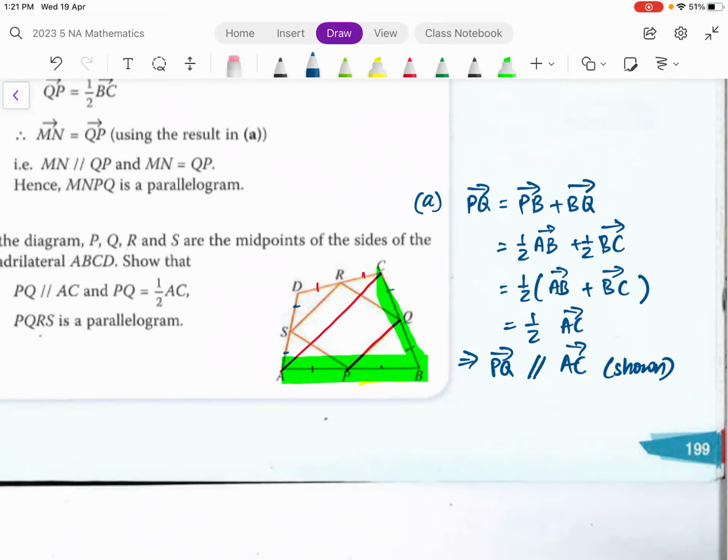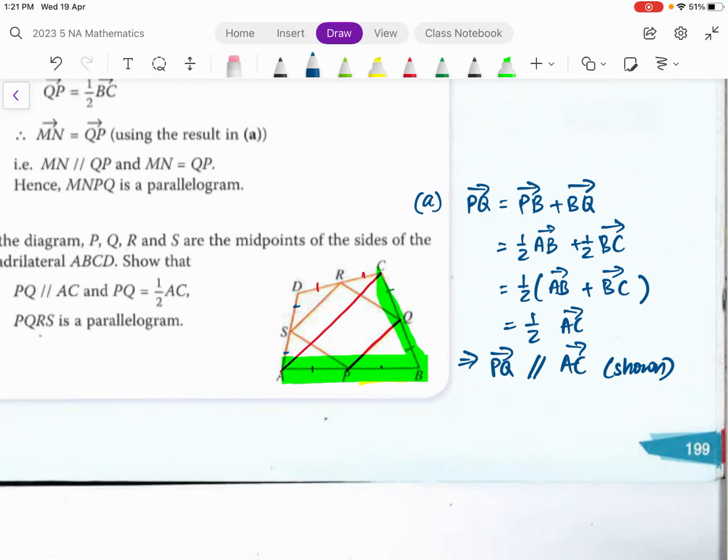Do you think you will be able to tell me the relationship of AC and SR? If you just repeat the steps, eventually you should be able to tell me that SR is going to be half of AC as well. Yes? Because there are no numbers given, it's just half. Everything is just the midpoint. So it doesn't matter what the length is, we expect to come out with this conclusion.